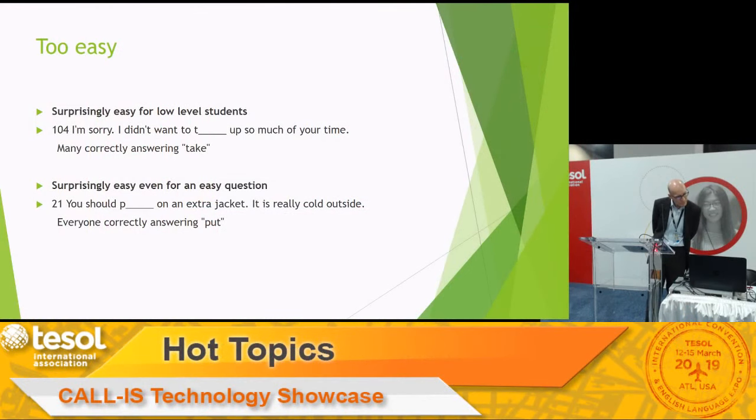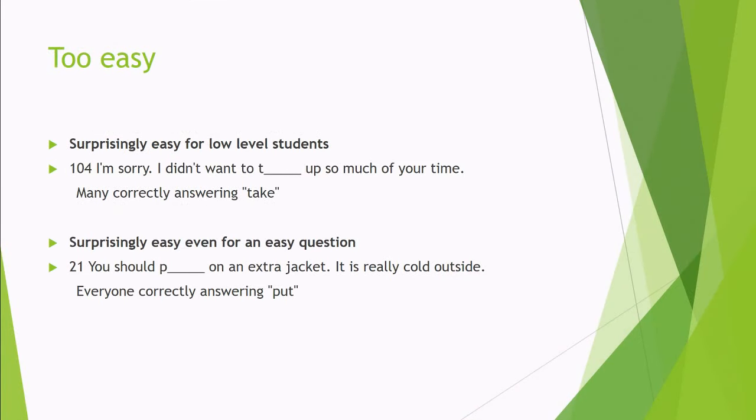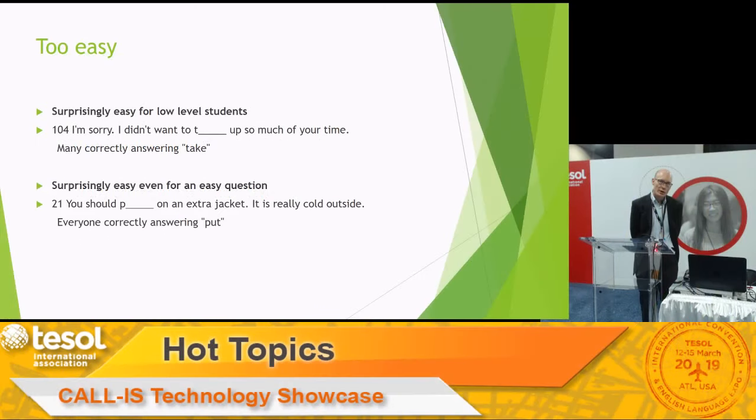Okay. So, for example, question 104. I'm sorry, I didn't want to take up so much of your time. This question was surprisingly easy, even for low-level students. 104 actually is a question from Band 3, so it should have been more difficult. And my research partner and I think it's just because "take" is such a common word that a lot of low-level students guessed it. So this one actually acted very abnormally.